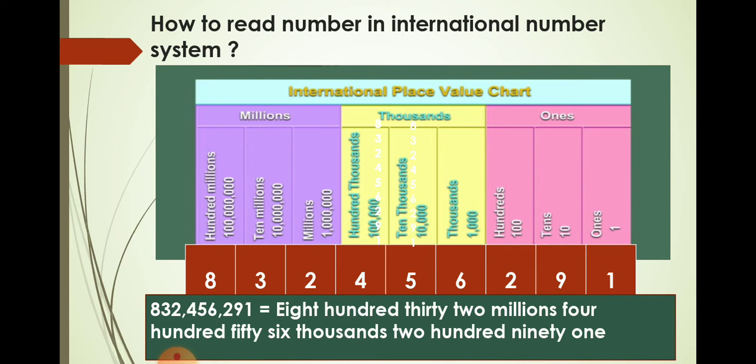So now we should know how to place commas. In the international place value system, we place a comma after every period, or the trick is you can place a comma after every 3 digits in the international number system.